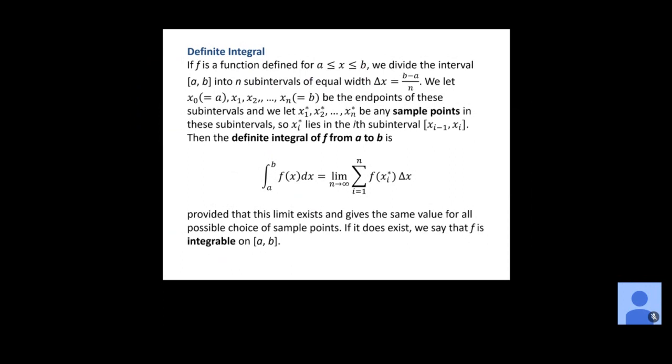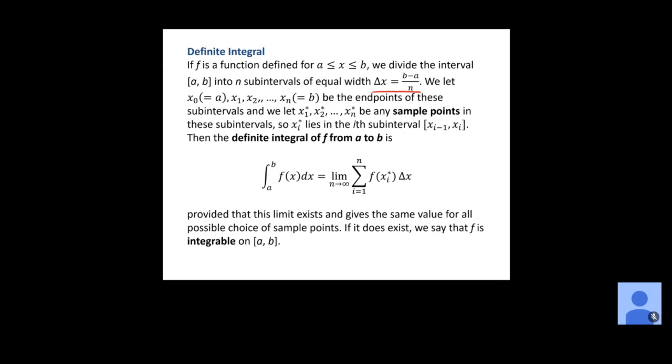If f is a function defined for some values between a and b, those are your x values, we divide the interval from a to b into n subintervals. Okay, so our delta x now, we talked about this in the previous section, we're going to take the two endpoints and subtract them to get the total width, and then we're going to divide by the number of rectangles that we want to create. And if they give you a set number of rectangles, then you actually plug that in for n. If it's an infinite number of rectangles, we just leave n in the denominator.